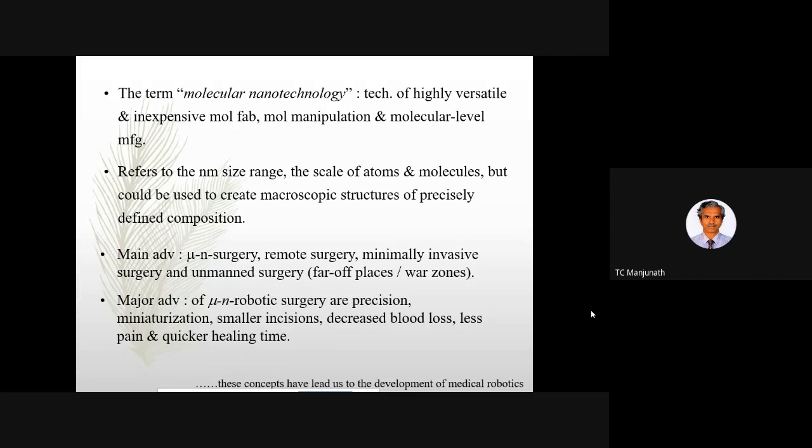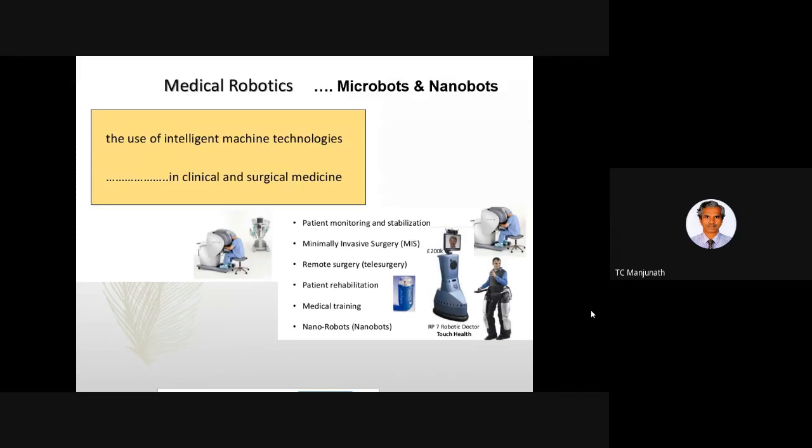Okay, all these components that I've discussed so far, these concepts, have led us to the development of what is called medical robotics. Medical robotics is fully related to microbots, nanobots, and picobots, right? It deals with the use of intelligent machine technologies in clinical and surgical medicine: patient monitoring, stabilizers, minimally invasive surgery, remote surgery, patient rehabilitation, medical training, and nanobots can be used.